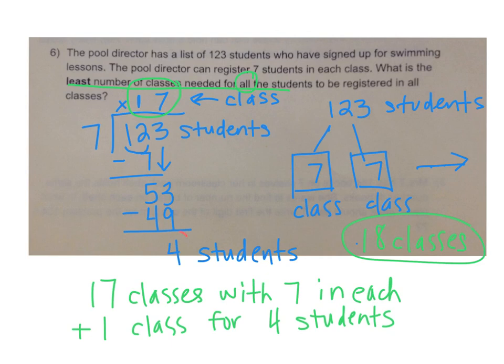Okay, that's important for you to interpret that remainder. What exactly are these 4 things? What should I do with them? I can't make a fraction out of that because I can't have a fraction of a class. Those students need to have their own class. We just don't have enough to make a full class. So we're going to add on an extra class, and that last class will not be full.